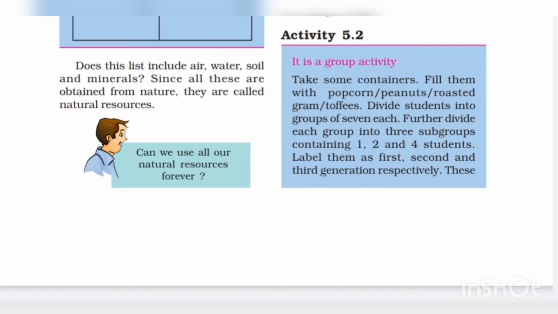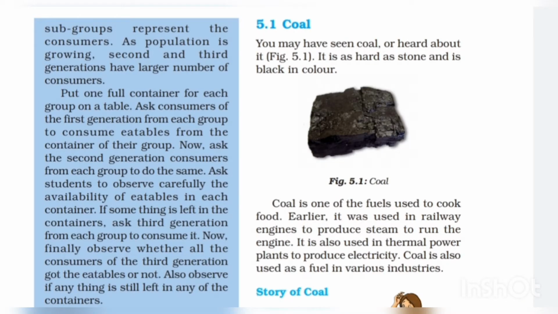Label them as first, second and third generation respectively. These groups represent the consumers. As population is growing, second and third generations have a larger number of consumers. Put one full container for each group on a table. Ask the first generation consumers from each group to consume eatables from the container of their group. Now ask the second generation consumers from each group to do the same.